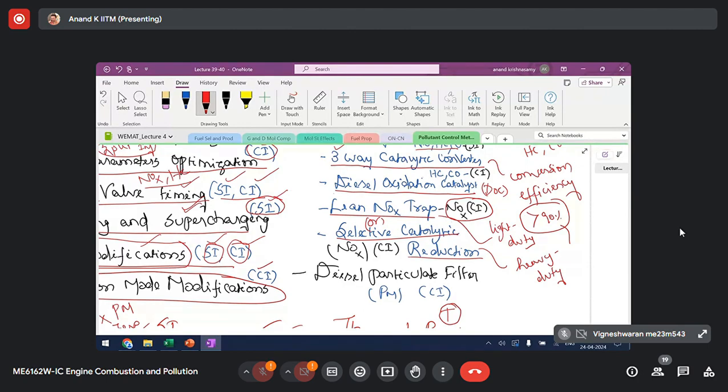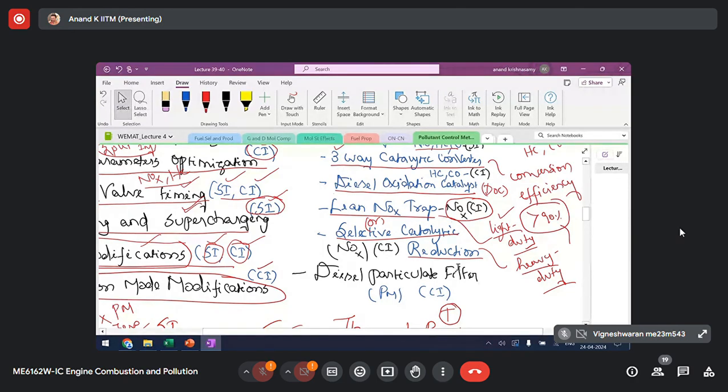This lean NOx trap system is a compact system, but conversion efficiency is poor. That's why it is preferred for light duty applications since you have a space constraint. In a heavy duty engine, you have more space, so you can go with selective catalytic reduction because it has a high conversion efficiency. So this is being used for heavy duty application, and this is being used for light duty application.